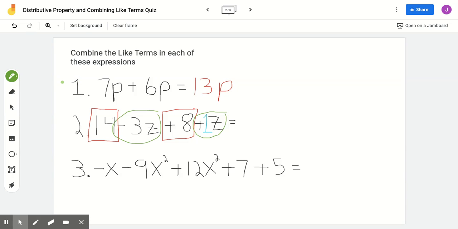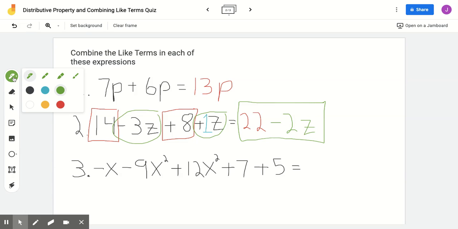Okay, so let's combine our like terms. I'm going to combine our constants first. 14 plus 8 is 22. Okay. Negative 3z plus 1z is the same as 1z minus 3z, which equals negative 2z. So this is our final expression, 22 minus 2z.